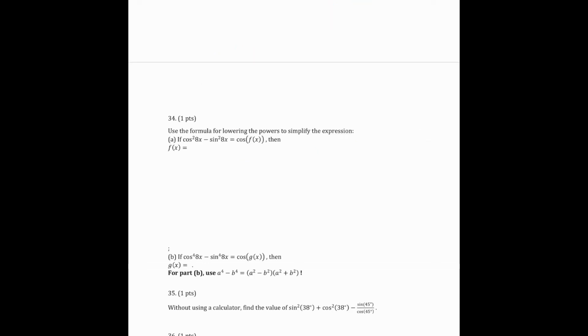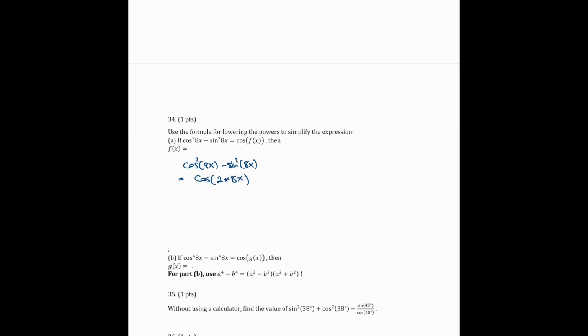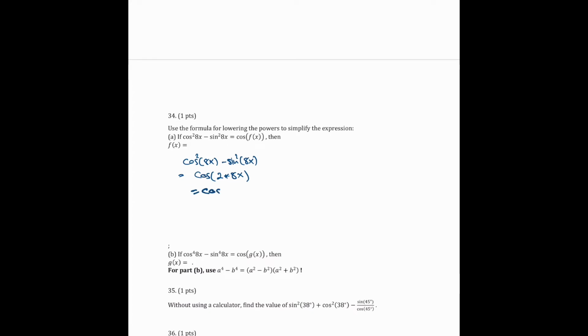Cosine square 8x minus sine square 8x, I can use the reduction formulas, or I can see immediately here that cosine square minus sine square is cosine of double the angle. So cosine square 8x minus sine square 8x is basically equal to cosine of double the angle. This is equal to cosine 16x. If you compare that to cosine f of x, then f of x will be equal to 16x.